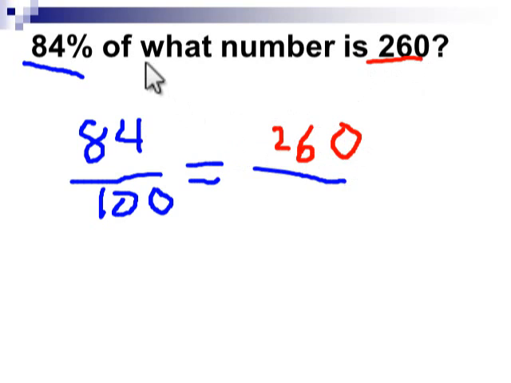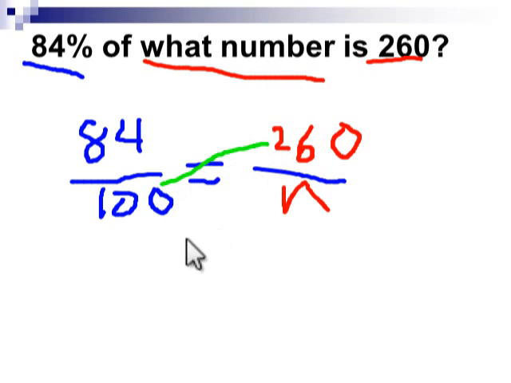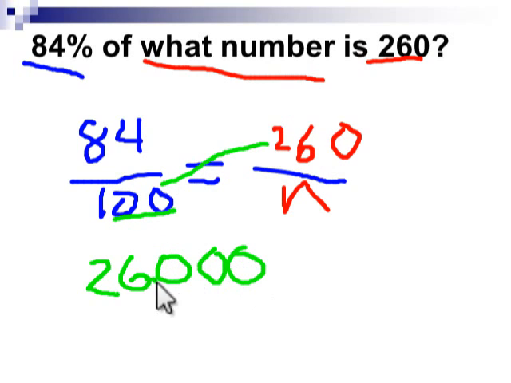And the whole amount is the what number? So that's a variable, so we're going to use n or x or whatever letter you like. So now we have to do our cross products. So we're going to multiply 100 times 260, so that's easy because that just means I'm going to add 2 zeros onto my 260, moving the decimal point over 2 places to the right. So that's 26,000, and that equals 84n, my other cross product.